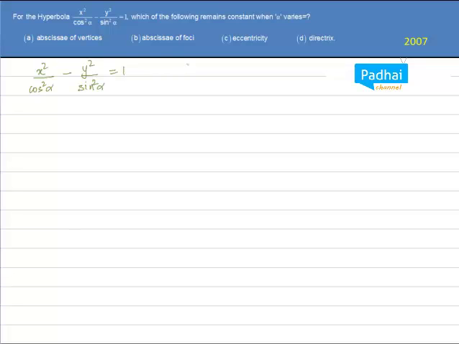Okay, so now you just have to solve this on a very simple note. Let me tell you how. Just compare it with the normal equation of the hyperbola, which says x square by a square minus y square by b square equal to 1. This is the equation of the standard hyperbola. But if you see over here, a square is equal to cos square alpha and b square is equal to sin square alpha.